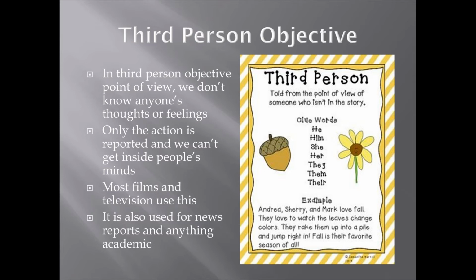When a writer is using third person objective, you don't know what anyone is thinking or feeling. You can only watch what they're doing, right? You can see their actions, you can hear what they say, but they're not going to tell you what the person is thinking.